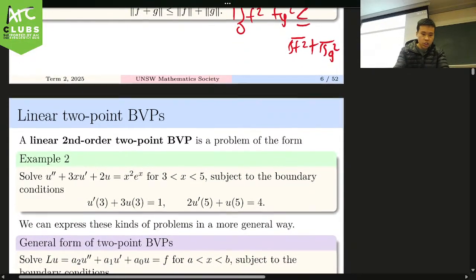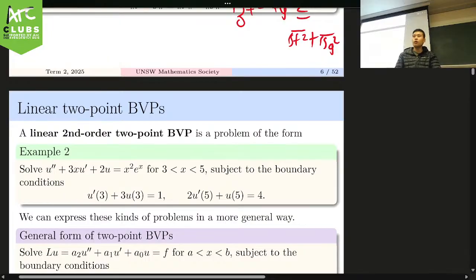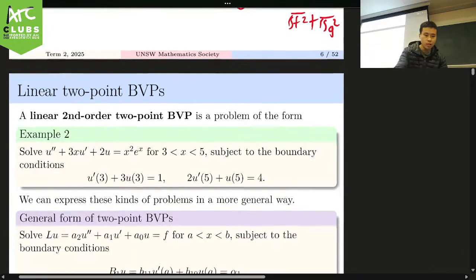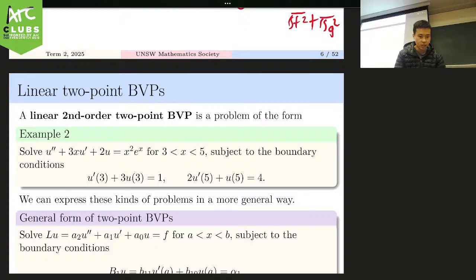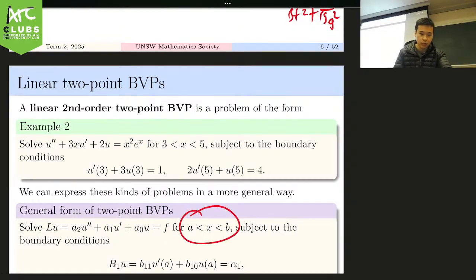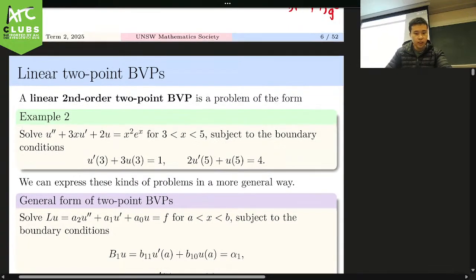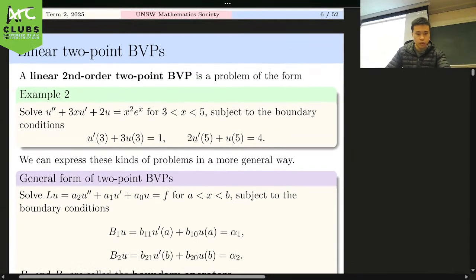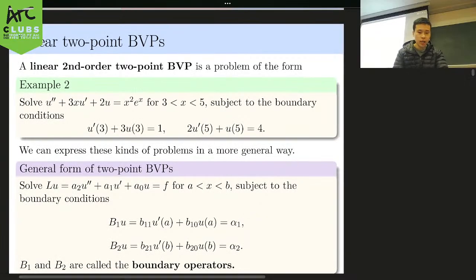In general, we can express this in a more general way. So instead, what we have is A2, and all these A's are not necessarily constants. They can be, but in general they're just functions. And here again, this is F, so in most cases it can be inhomogeneous. This is the domain over which we're integrating, or doing our LU over. So we have these conditions here.